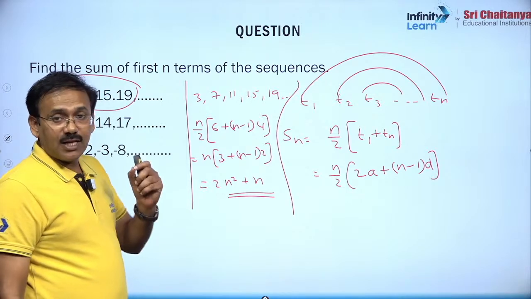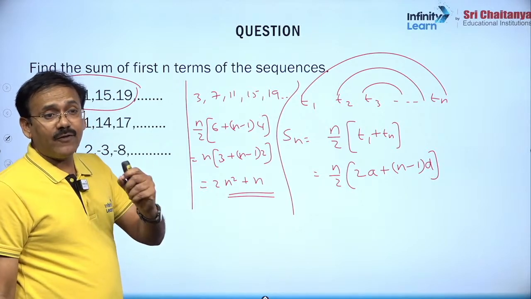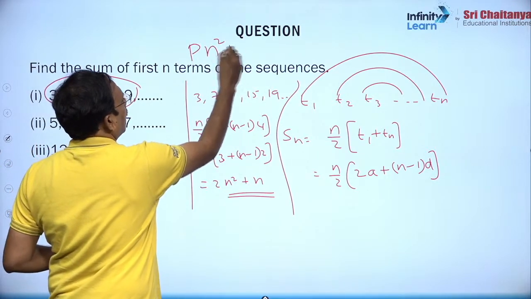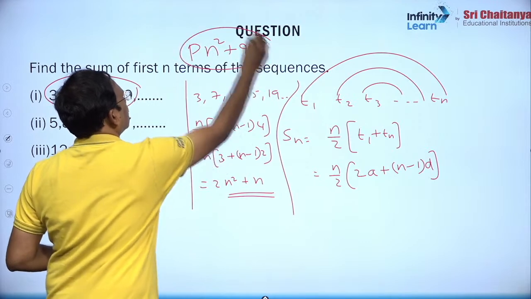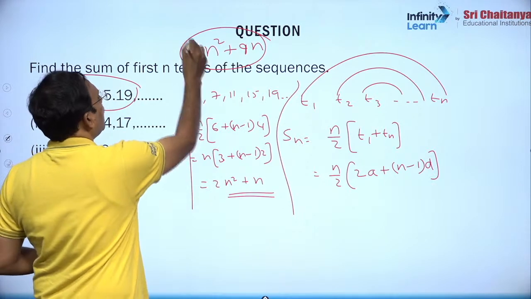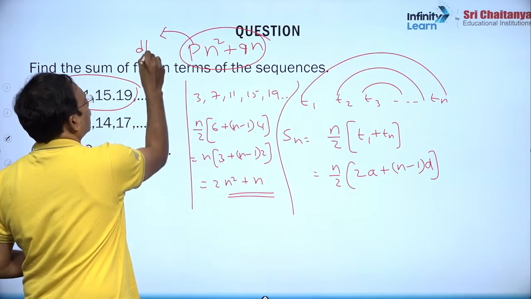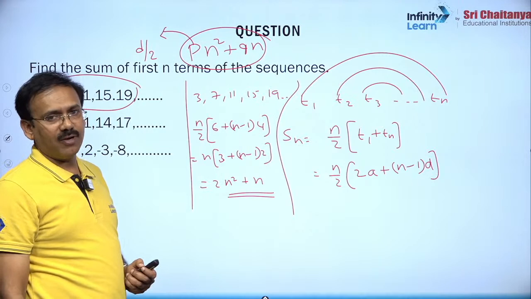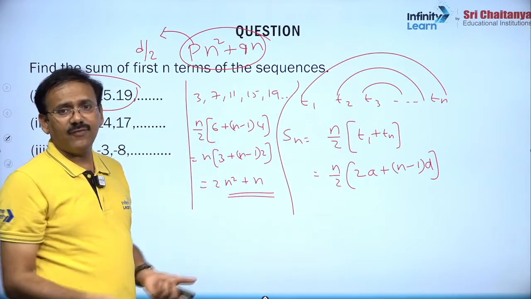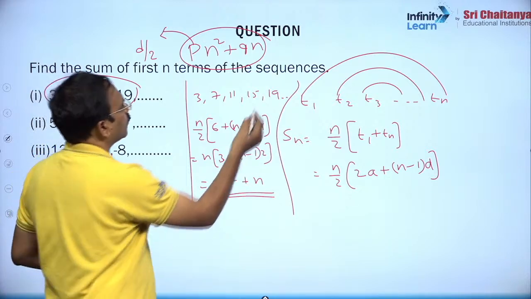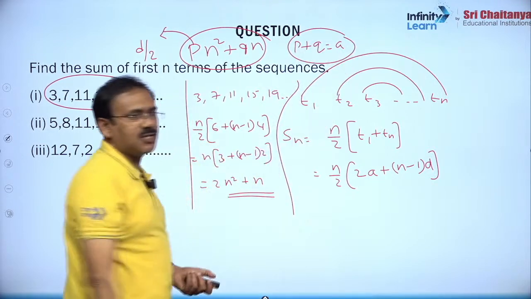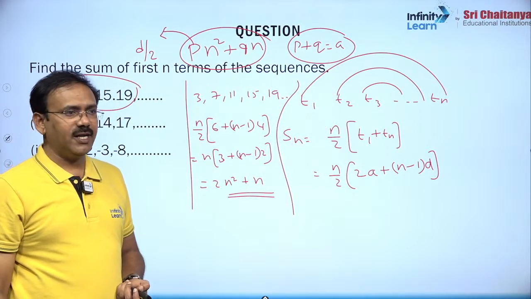Undoubtedly there is one important shortcut. A sum of n terms of an AP will be in the form of Pn square plus Qn, my dear friends. So you will have n square term and n term, and where P is nothing but half of the common difference, and of course when I put n is equal to 1, I have to get first term, that is P plus Q. So P plus Q must be first term A. These two observations you can easily find sum of n terms, my dear friends.